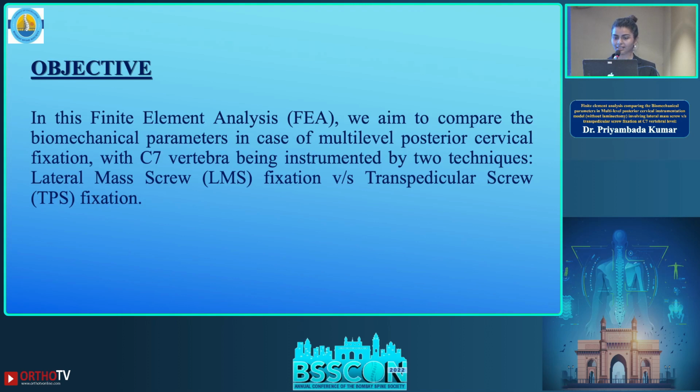In this finite element analysis, we aim to compare the biomechanical parameters in case of multi-level posterior cervical fixation with the C7 vertebra being instrumented by 2 techniques: the lateral mass screw fixation versus the transpedicular screw fixation.